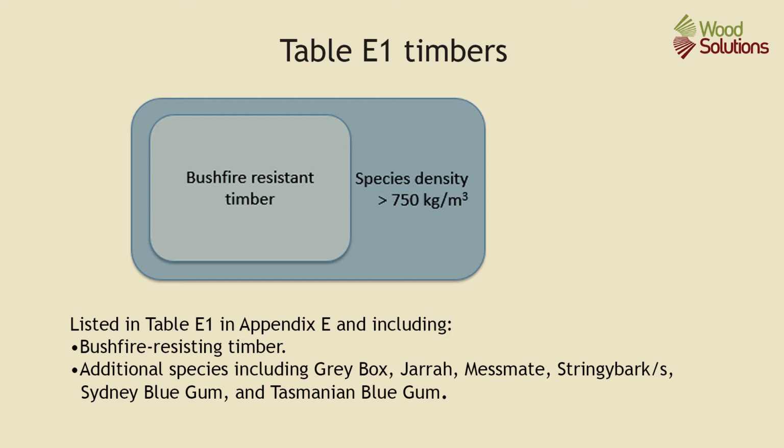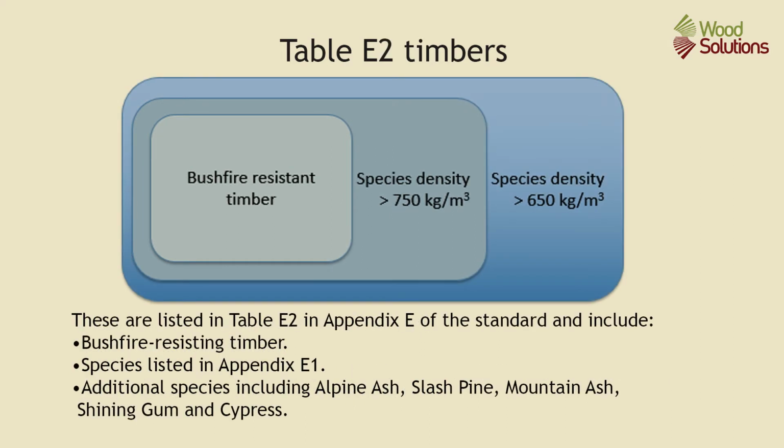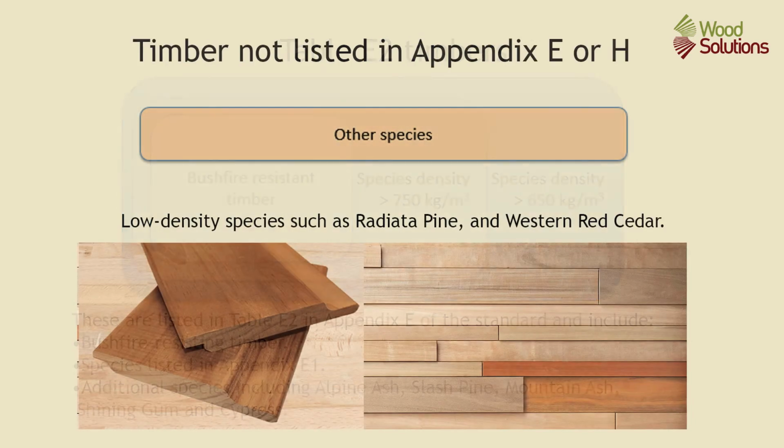The next classification is timber with a density greater than 650 kilograms per cubic metre. These are listed in Table E2 of Appendix E of the Standard and include all of the bushfire resisting timbers and other species listed in Appendix E1, plus additional lower density species such as alpine ash, pine, mountain ash and cypress. The last grouping is timbers that are not listed in Appendix E or H of the Standard. These are low density species that include radiata pine, western red cedar and similar soft species.